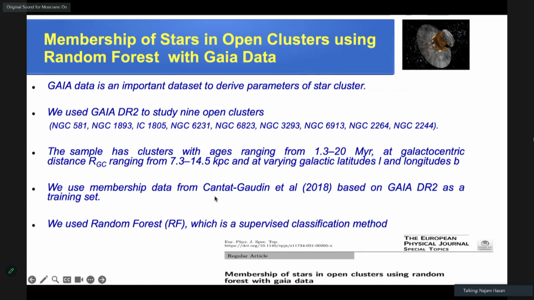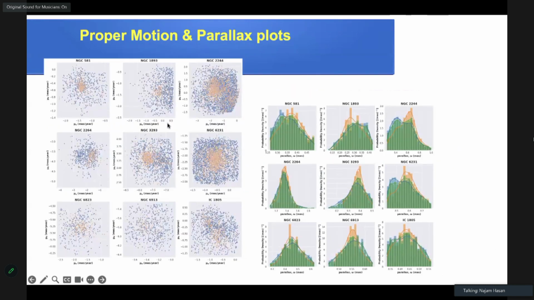In this case it was a supervised technique. We used the membership data from Cantat-Gaudin, which is also based on Gaia DR2, as the training set, and we used random forest, which is a supervised method. In the proper motion and parallax plots on the left, the pinkish reddish stars are the Cantat-Gaudin ones, and the blue ones are the members which we could determine. Cantat-Gaudin went down to 18th magnitude, while we chose the cutoff at 20th magnitude.